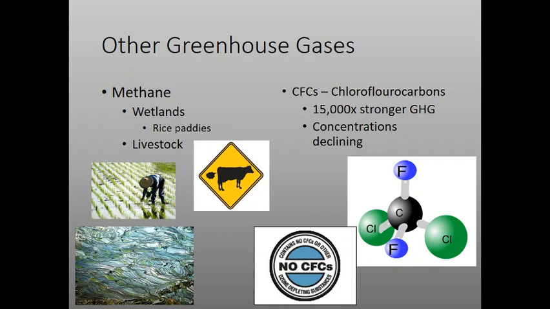Chlorofluorocarbons are also one of the strongest greenhouse gases. They're 15,000 times stronger than carbon dioxide. These concentrations are declining because we banned them a long time ago in the 1980s. So there's some good news, but realistically, with that increase in carbon dioxide, that's all we're going to need to continue to be in a warming planet.